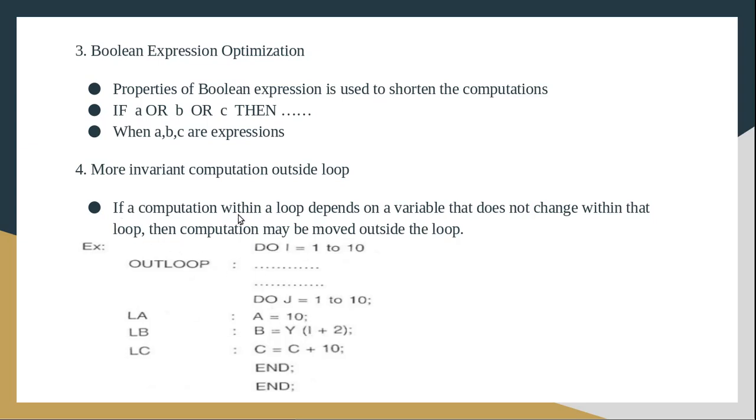If a computation within a loop depends on a variable that does not change within that loop, then the computation may be moved outside the loop. That's what I have done here. These two statements don't need to be inside the loop, so we will take them outside.